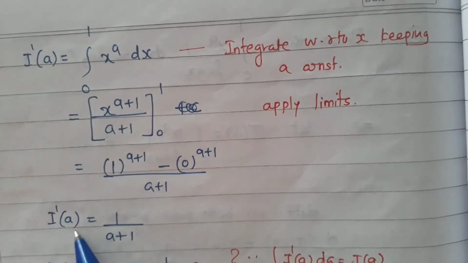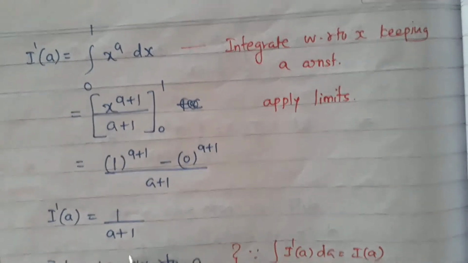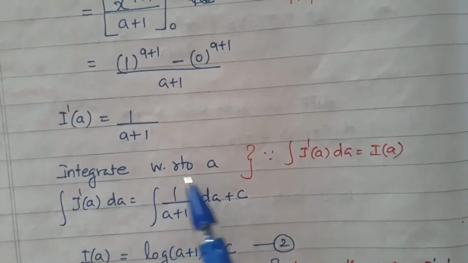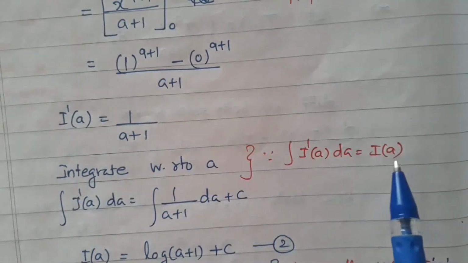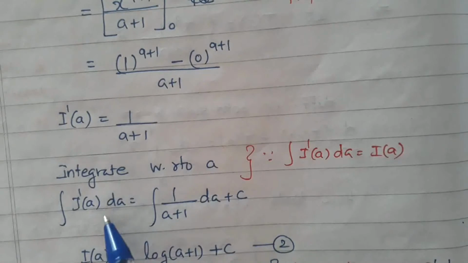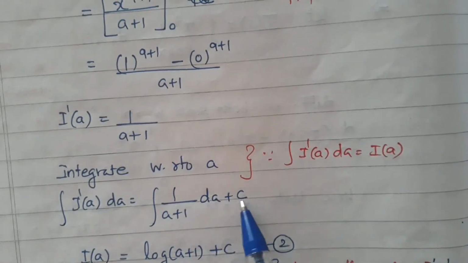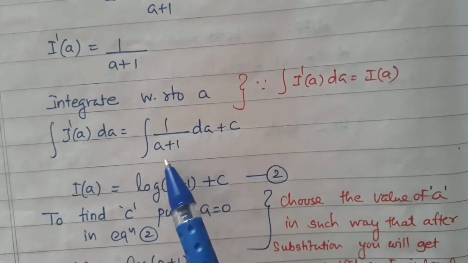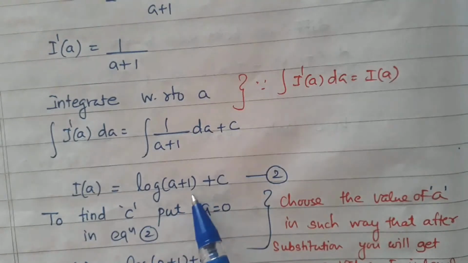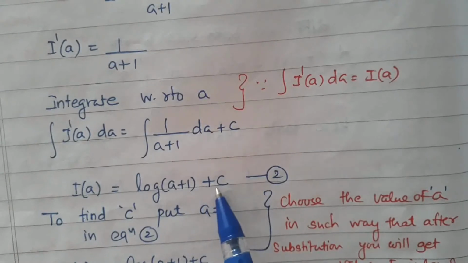But we want I of a. That means we have to remove this derivative notation here. So integrate on both sides. The next step is to integrate on both sides with respect to a. When you take the integration, I dash of a becomes I of a. So this is equal to the integral of 1 upon a plus 1 dA plus some constant c. We know that integration of 1 upon a plus 1 is log of a plus 1. So I of a is equal to log of a plus 1 plus c.